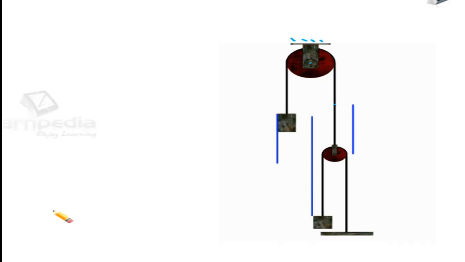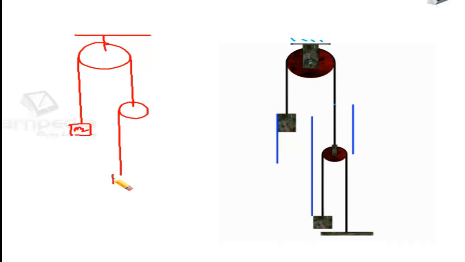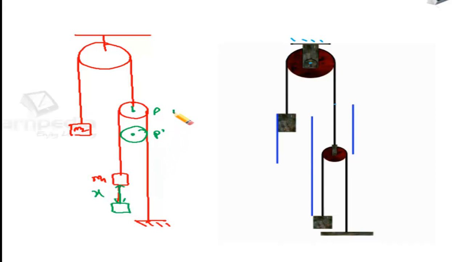Let me make the constraint equation first. So I will take this as the fixed pulley. This is the body of mass M2. This is mass M1. This end is fixed. So now this M1 moves down by X. When it travels a distance X, the center of the pulley, point P, will now be positioned here. This point is P dash. Let us take it as traveled a distance of Y. This mass M2 will also travel a distance of Y.